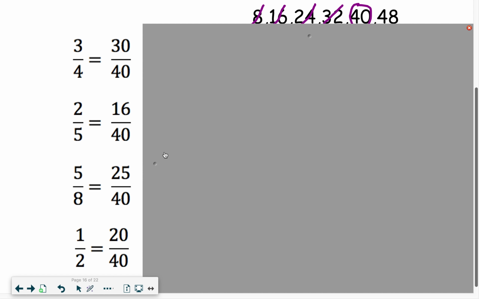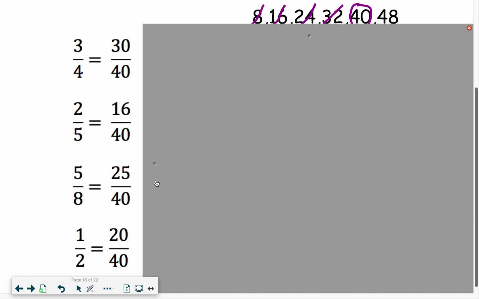If you're like, Mrs. Schultz, how did you get all those? Well, remember we figured out our LCD was 40. And so what I asked myself on each of them was, what times 4 gets me to 40? And you would say 10. And so I did that to the top. What times 5 gets you to 40? Times 8. So I did that to the top. 8 times what gets you to 40? Times 5. So I did that to the top. And this was times 20, and I did that to the top.